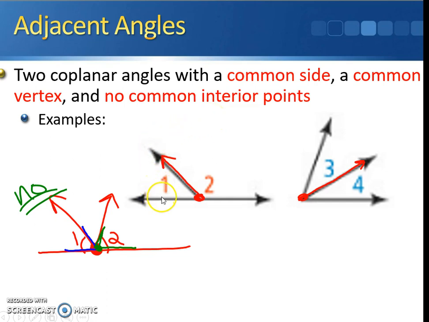For example, this angle 1 and angle 2 are adjacent angles. Adjacent means right next to each other. They share a common vertex and common side. If you look at these two angles, they are angle 3 and 4. They share a common vertex and common side. If you look at this picture that I drew, here angle 1 and 2 are not adjacent because they have something in between. So they have to be right next to each other.